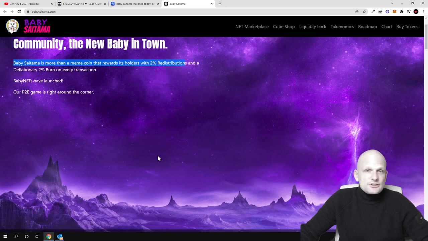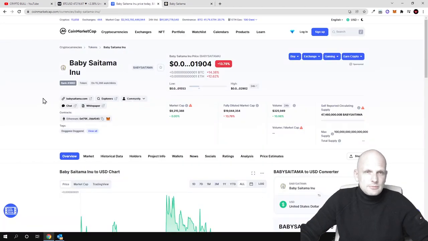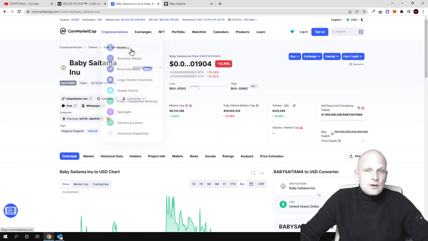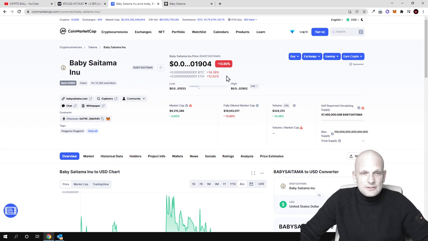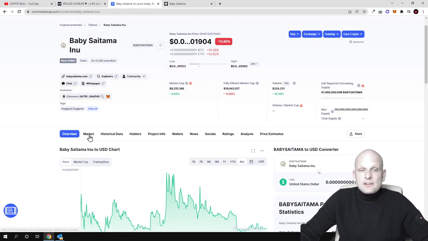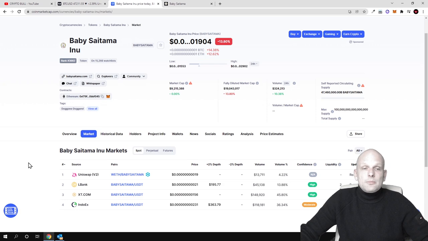And some of you are still asking me where you can buy these cryptocurrencies. If you are not sure where you can buy some cryptocurrency, go to CoinMarketCap or CoinGecko, find that particular cryptocurrency in search, then scroll a little bit down and click on markets, and you will be able to see where you can buy it.